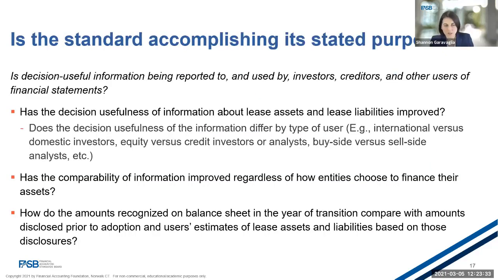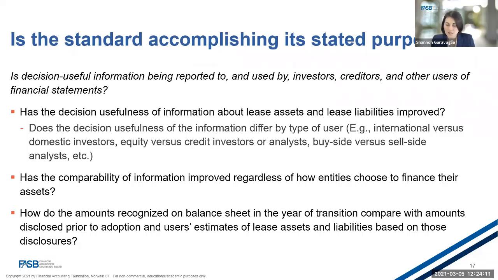Thanks, Jeff, and thanks to Chris for that overview of the standard. So as we talk about the different questions of interest to the FASB as it relates to the standard, we're going to tie everything back to the PIR process as outlined by Christine at the beginning of the presentation. So everything kind of fits under this umbrella of whether or not the standard is accomplishing its stated purpose. And then from there, we have some sub-questions that again tie to our PIR process. And so that first sub-question is whether decision useful information is being reported to and used by investors, creditors, and other users of financial statements.